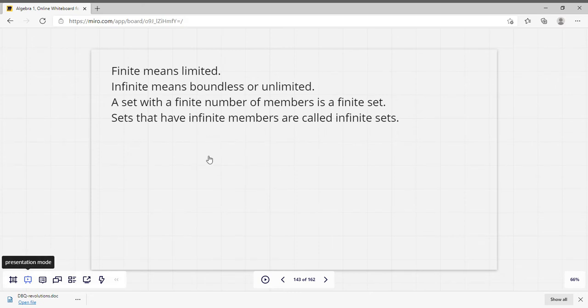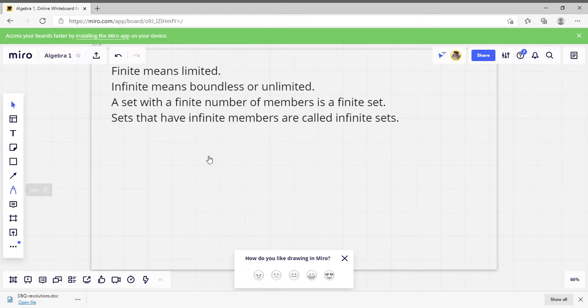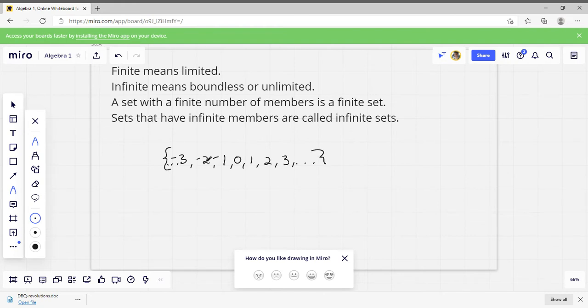So if we say something is infinite, that would be like if we want to designate all the integers. Remember how we've been doing that in a set, and we would say dot, dot, dot, -3, -2, -1, 0, 1, 2, 3, and then dot, dot, dot. That means it keeps going on forever, and that would be considered an infinite set. A set with a finite number of members is a finite set. Sets that have infinite numbers of members are called infinite sets.